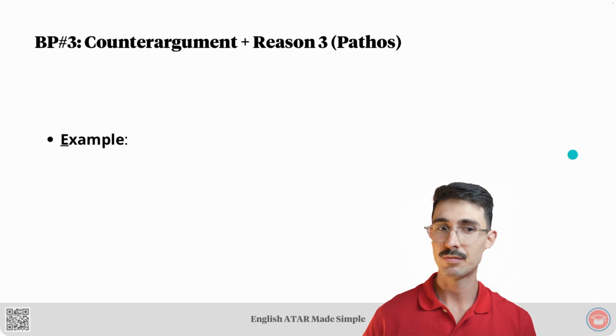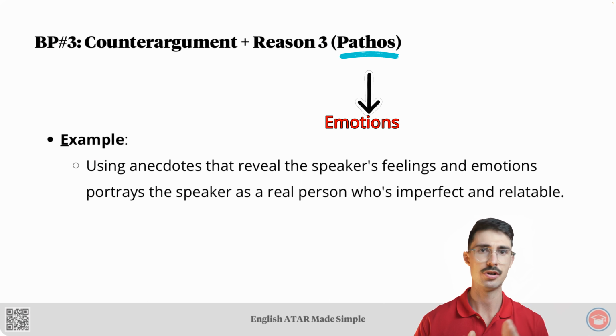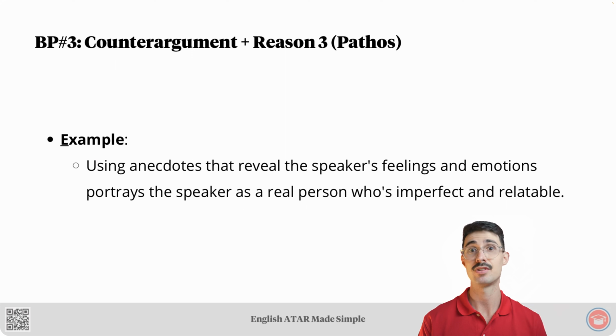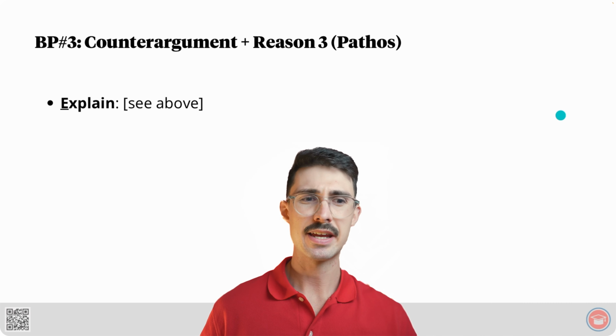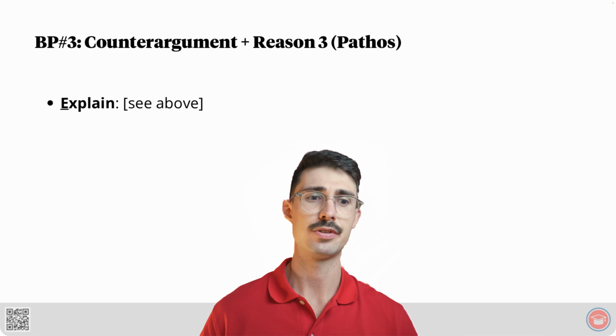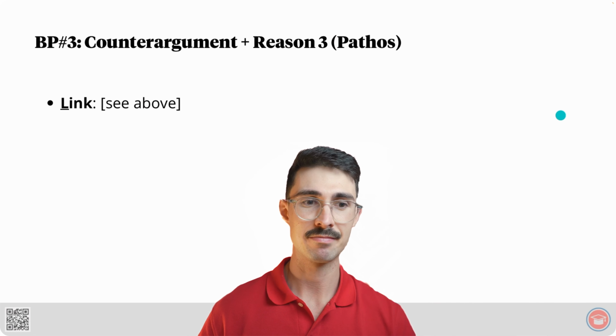After you've done that, we've got the example. And remember that the theme of this paragraph is pathos, which involves appealing to emotions. So using anecdotes that reveal the speaker's feelings and emotions portrays the speaker as a real person who is imperfect and relatable. There weren't any real unique key takeaways regarding the explain for this body paragraph, so refer to the key takeaways for the explain of the first 2, and the same thing regarding the link.